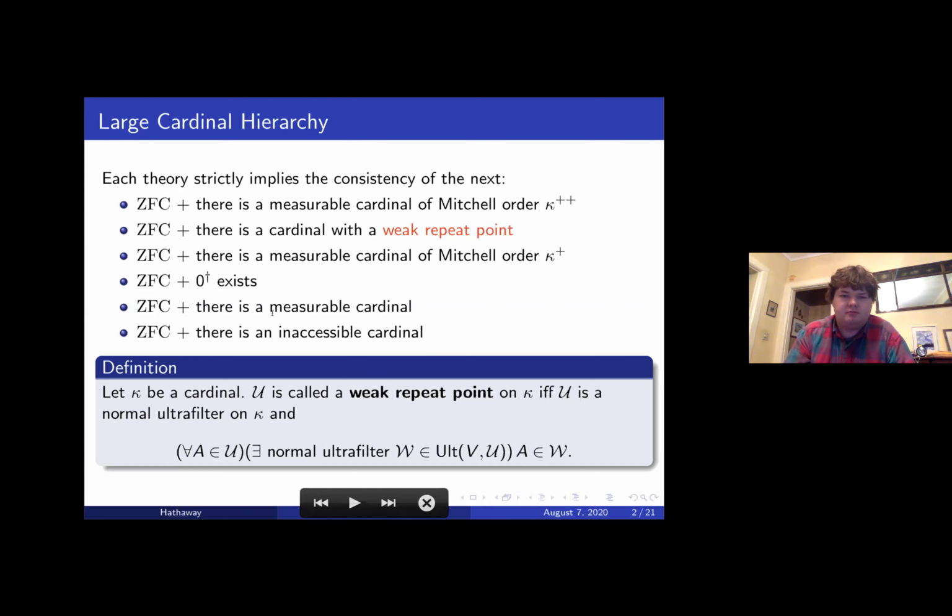The only really bizarre large cardinal axiom up here is a weak repeat point, so let me define it down here. Let kappa be a cardinal. U is a weak repeat point on kappa if and only if U is a normal ultrafilter on kappa, and for every set in the ultrafilter U, there is a normal ultrafilter W in the ultrapower such that that set is in the normal ultrafilter. So none of the sets in the ultrafilter go away when you form these respective ultrapowers. Anyway, it's just some strange large cardinal hypothesis whose strength is strictly in between Mitchell order kappa plus and kappa plus plus.